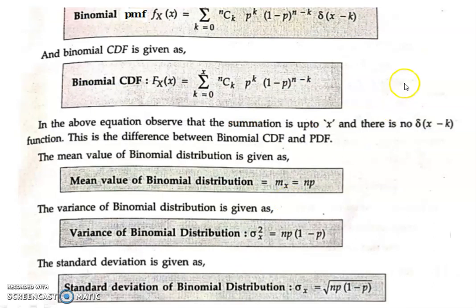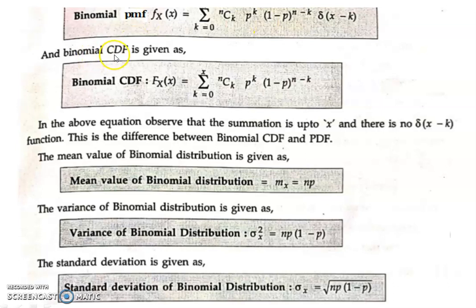So let's look into the formula list for solving the exercise problems. The binomial PMF is given by small f with subscript capital X, bracket small x, which is equal to summation k equal to 0 to n, nCk p power k (1 minus p) power n minus k into delta(x minus k), where n represents the number of trials, k represents the number of successes, p represents the probability of success, 1 minus p represents the probability of failure.